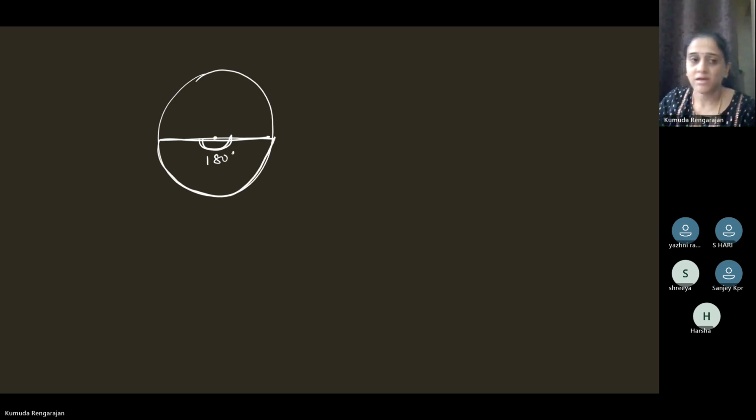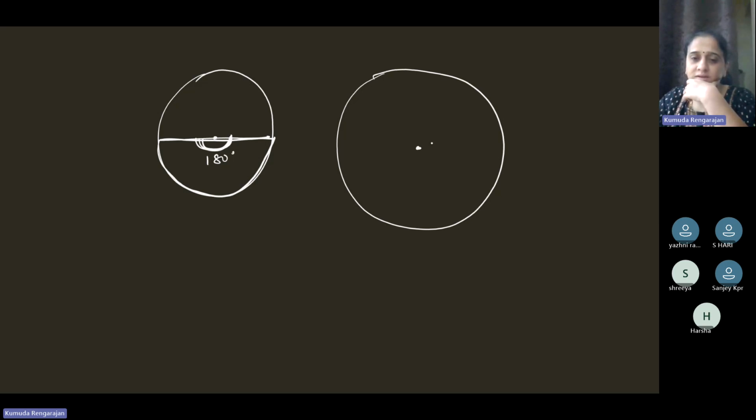The other theorem is that angle in a semicircle is a right angle. Angle in a semicircle is a right angle. Now, this is the diameter. How much is the angle here? 180 degrees. Diameter. So this angle is 180. So it's like this arc makes this angle at the center. You should join the, I told you, now there's a center O.